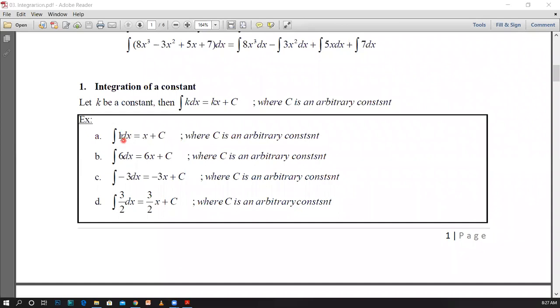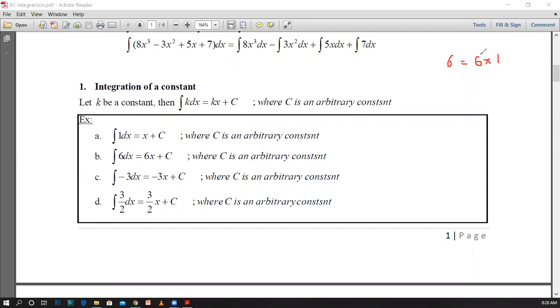Now you can see that the integral of 1 is x, and for this, since we are still in the indefinite integral, we have to use this arbitrary constant c. Then the next example is the integral of 6 dx. You can say 6 is equal to 6 into 1. Therefore, you can take 6 out.